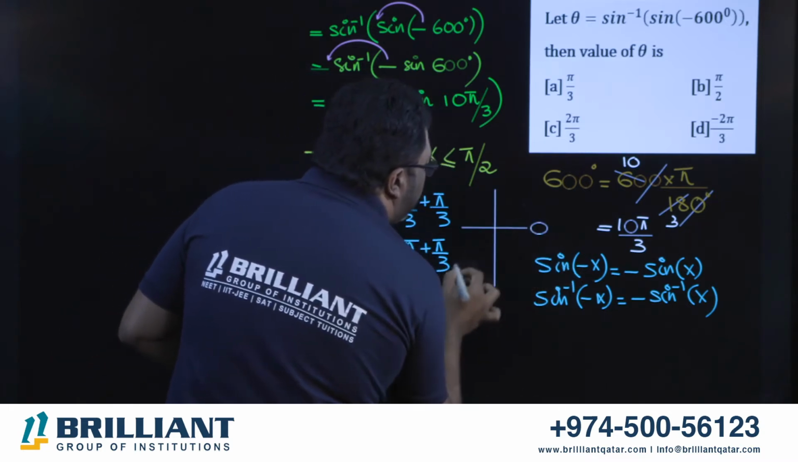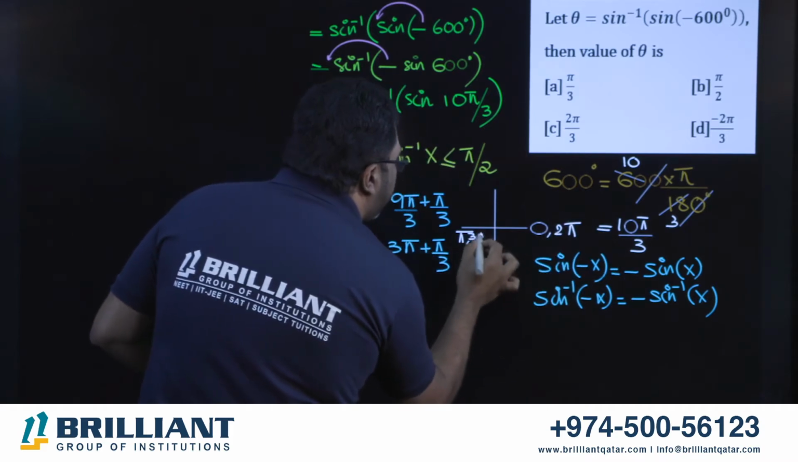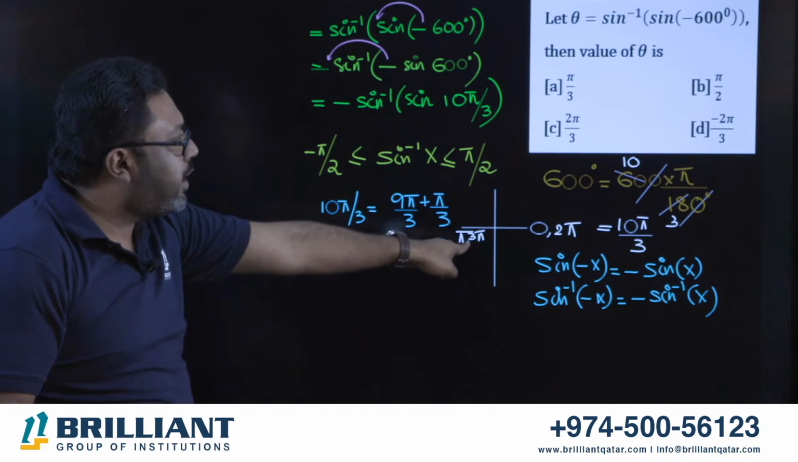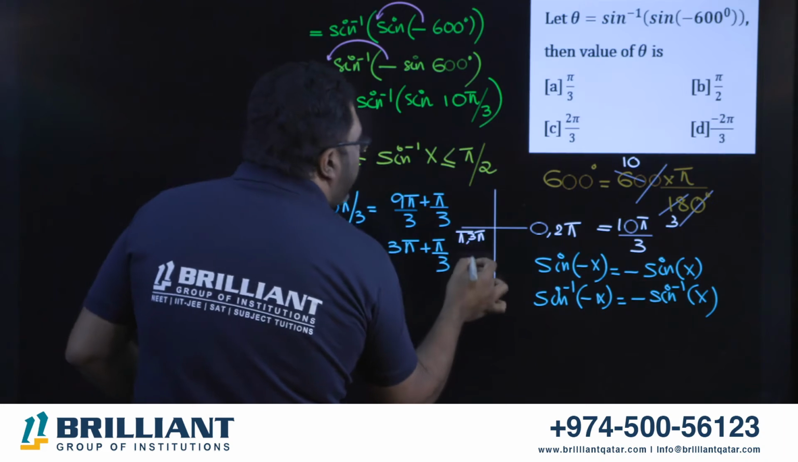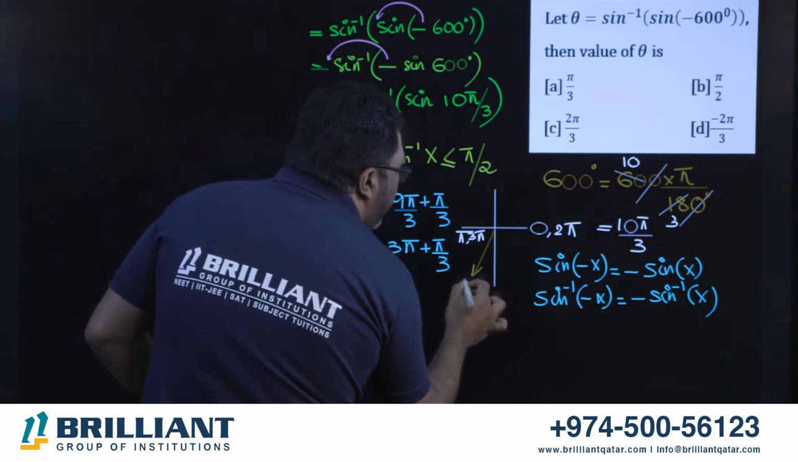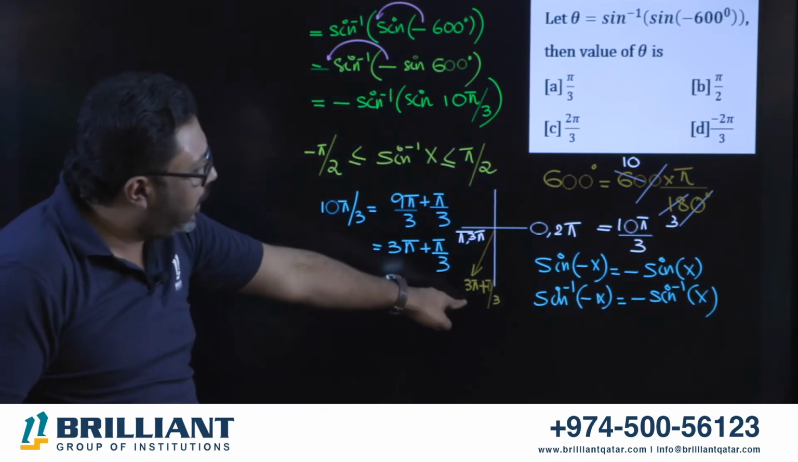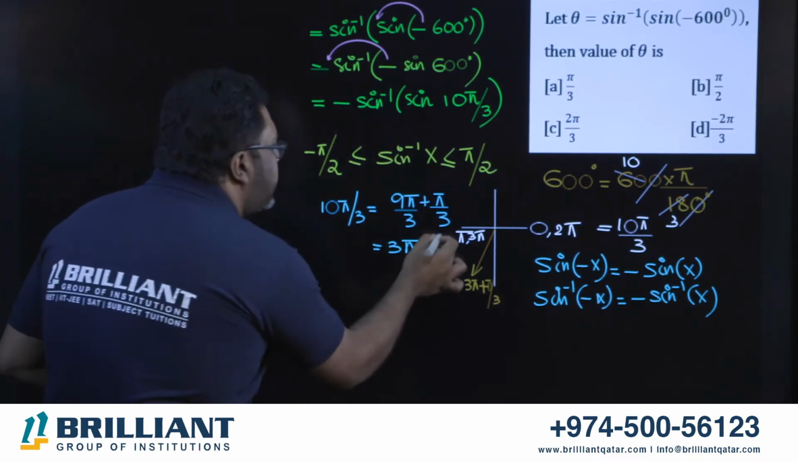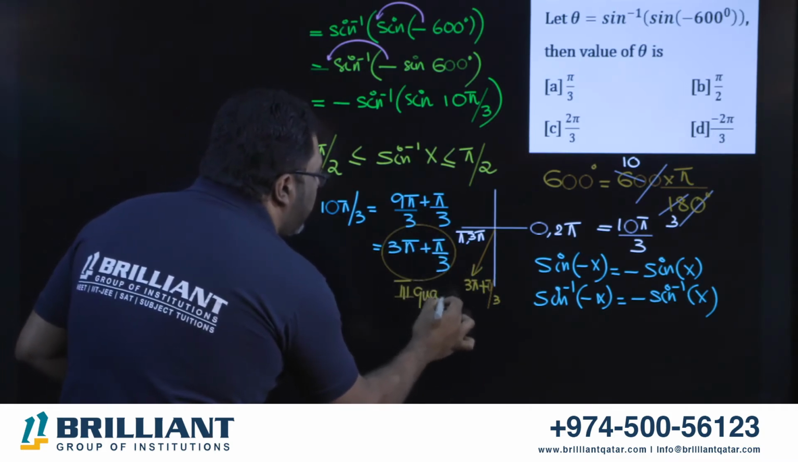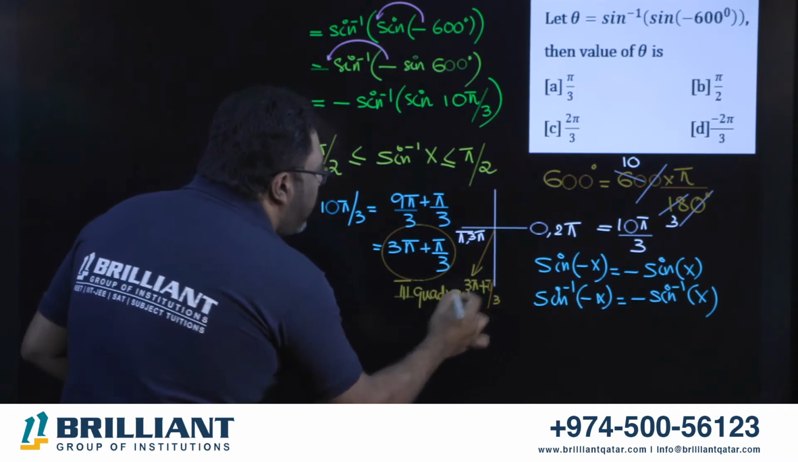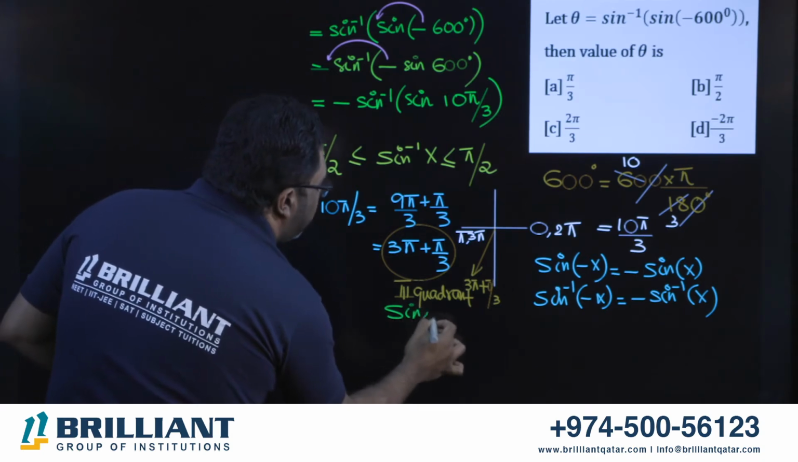So this is 0, this is pi, this is going to be 2 pi and this is going to be 3 pi. Right? So 3 pi plus pi by 3 is an angle over here. This is where you are going to get 3 pi plus pi by 3. It is going to be in the third quadrant, and you know from 11th standard, in the third quadrant, the value of sine is negative.